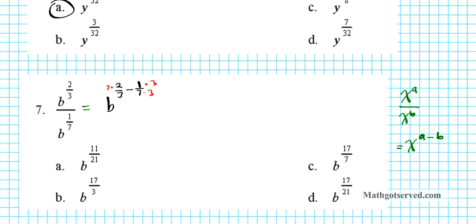Then over here, I'll multiply by 7. Okay, and then we're going to have b to the 14 over 3 minus 3 over 21. The first denominator is 14 over 21 also. Okay, 7 times 3 is 21. Alright, now the denominator is identical. We subtract the numerators, we're going to have b to the 11 over 21. Final answer for number 7 is option letter A. Okay, an example of applying the quotient of powers property.